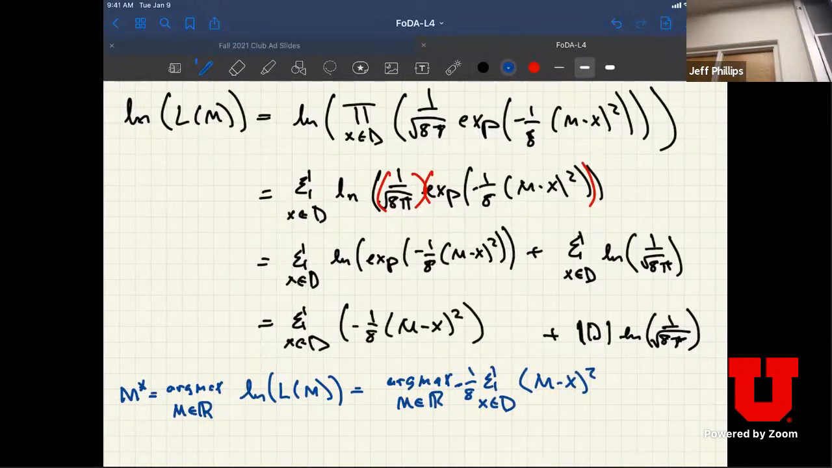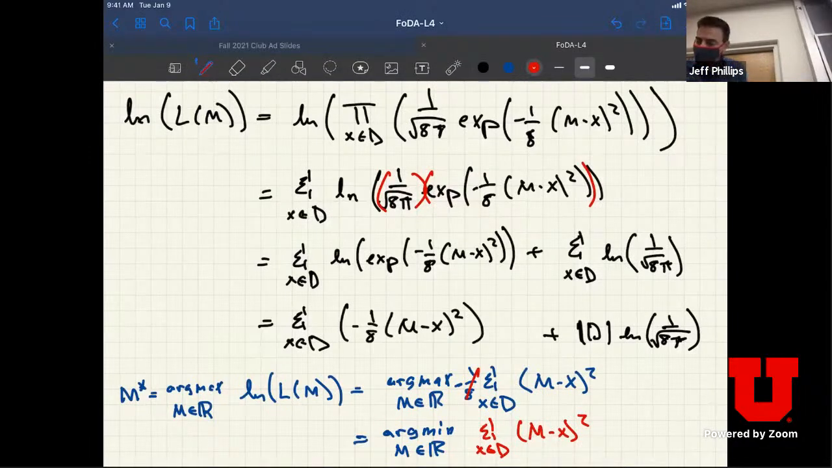Actually the 1/8 isn't going to matter either inside the arg max. And I'm going to write this as an arg min instead. Now I can get rid of the 1/8, and the min gets rid of the negative sign. Instead of maximizing a negative value, I'm minimizing a positive value. So now my goal is to take the minimum of this function, the sum of the squared distances from m.